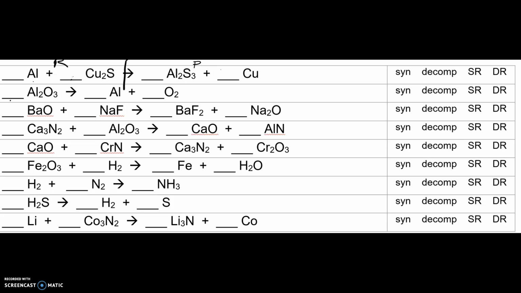On the reactant side, you have one aluminum, you have two here on this side. So put a 2 here to balance the reactant aluminum. Sulfur is 3 in the product and we have 1 here in the reactant. We're going to put a 3 here to balance the sulfur. This makes the copper 6. How is that? 3 times 2 is 6 and you're going to put 6 here.